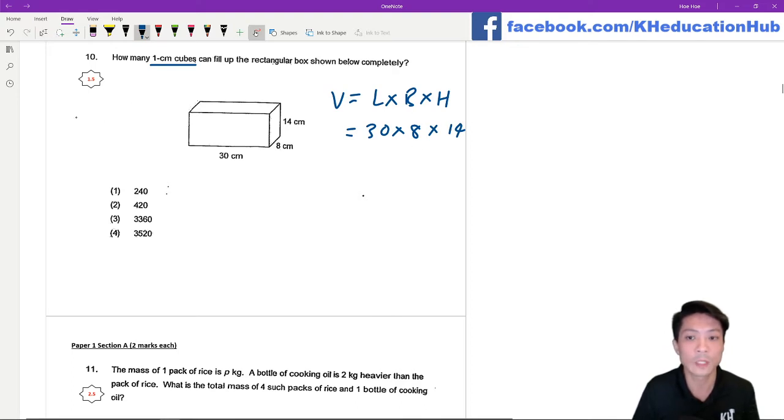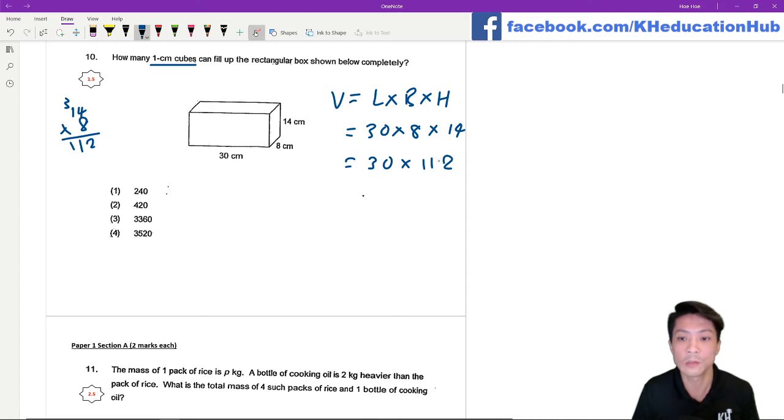Okay, so I'm going to work out 14 times 8 first, which is 112. Then, 30 times 112, same thing, I'm going to ignore the 0. So 112 times 3 is going to give me 336, and add a 0 behind, which means that the answer is number 3.